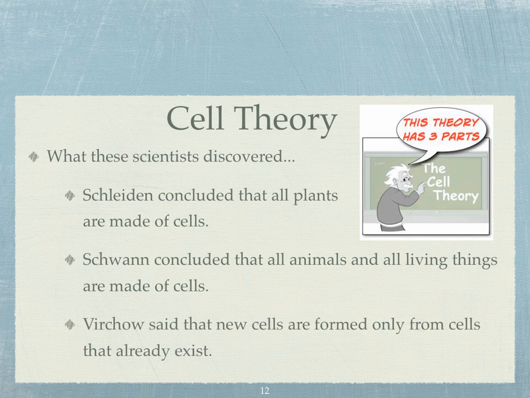Rudolf Virchow combined the work of Schleiden and Schwann. Virchow concluded that new cells can only come from other living cells that already exist. New animal cells come from existing animal cells.